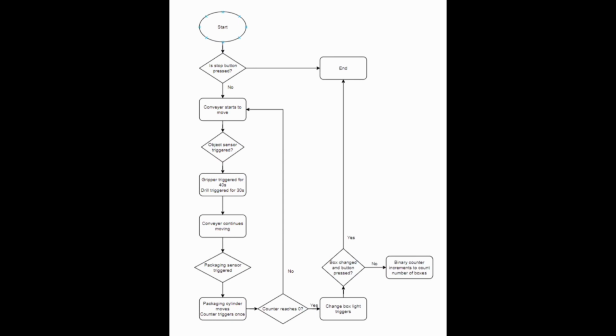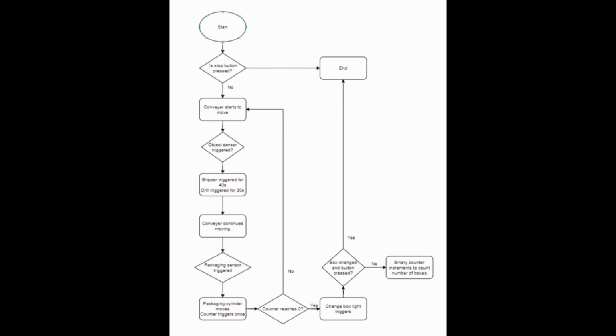When the conveyor is yes, it will continue moving until the packaging sensor is yes. When the packaging sensor is yes, the packaging cylinder will also be yes until the counter reaches 0, which means the counter is also yes. When the counter didn't reach 0, meaning the counter is no, the conveyor will move.